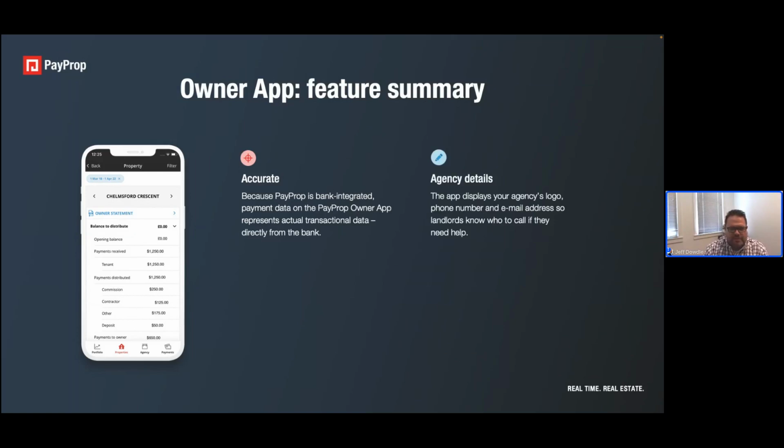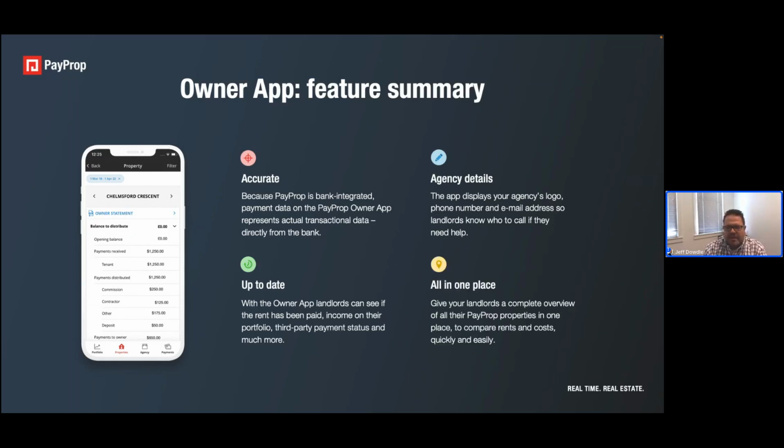It has full ability to house your agency details or your property management company's details, so that they can easily get a hold of you through the app. Again, it's real-time updated and real-time statuses along the way for third-party payments, as well as incoming and outgoing payments. And then everything they need is in one place. So they can look at costs, rents, statements along the way.